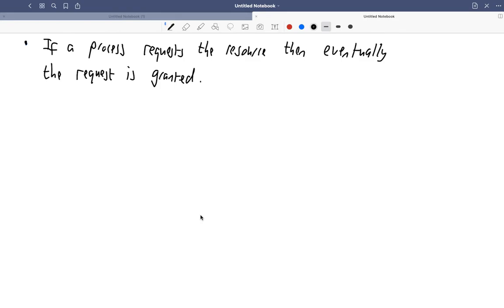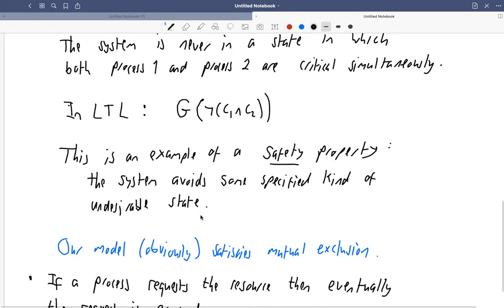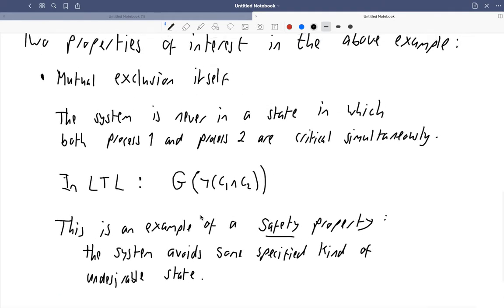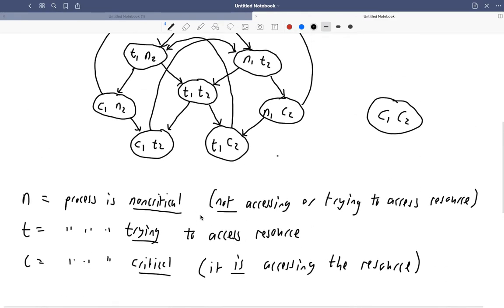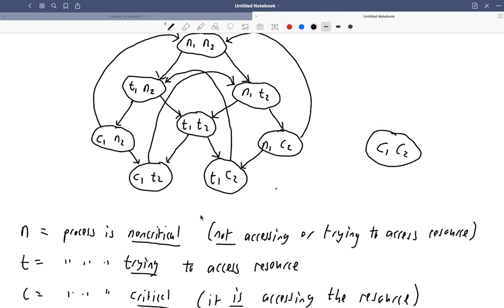So if a process tries to get a resource, so process 1 here, then eventually we are guaranteed that the property is saying that if we try for a resource, so in this case process 1 is trying for the resource, then eventually process 1 will be granted the resource, so will become critical.